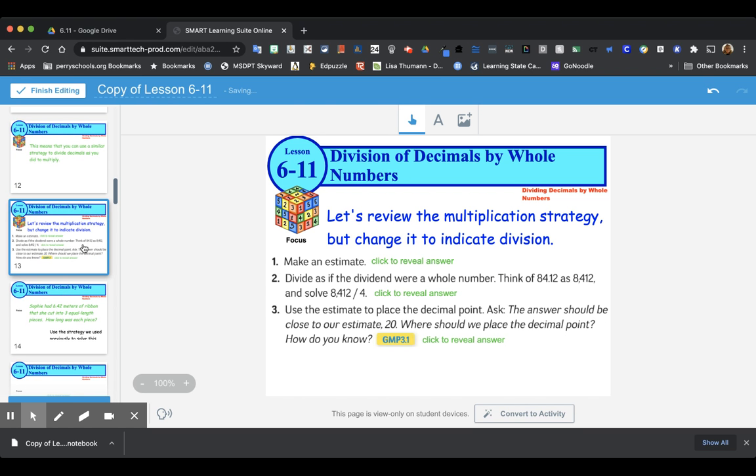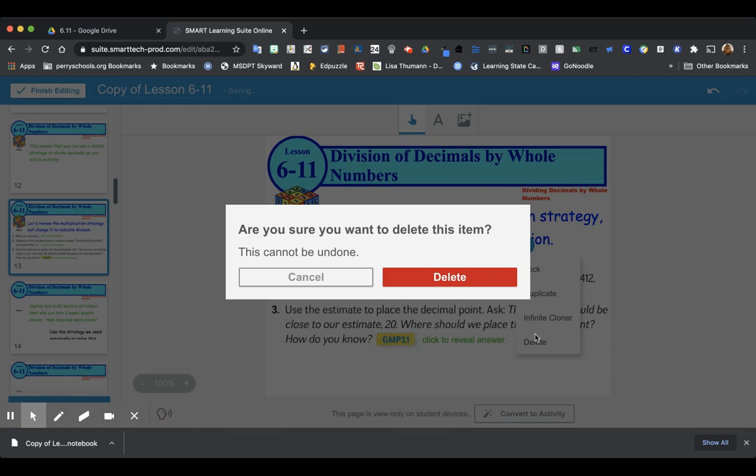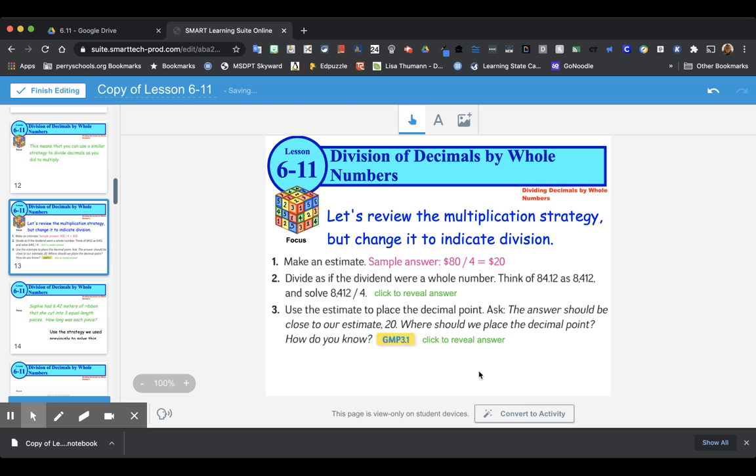Let's review the multiplication strategy, but change it to indicate division. So the strategy that we have for multiplication is the same as for division. You start with an estimate. You make an estimate. So here's one that they did for this problem, and just like I did. They did 80 divided by 4. The second step, remember, is to divide as if the dividend were a whole number. So think of 84 and 12 hundredths, the same thing as 8,412. And so you would solve 8,412 divided by 4.